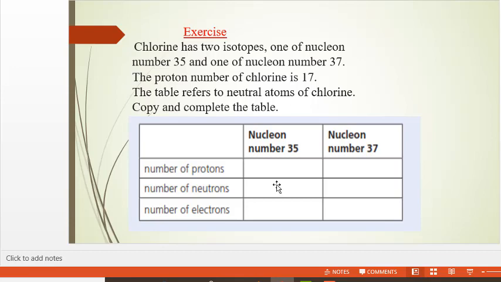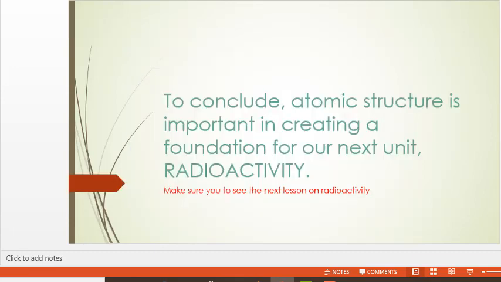Okay, so for now we can say we have come to the end of our lesson on the structure of an atom. Make sure that you make a date with us in our next lesson on radioactivity. As I'll be introducing radioactivity, we have laid a foundation, and that foundation of atomic structure is the one we are going to depend on to be able to understand our next unit, radioactivity.